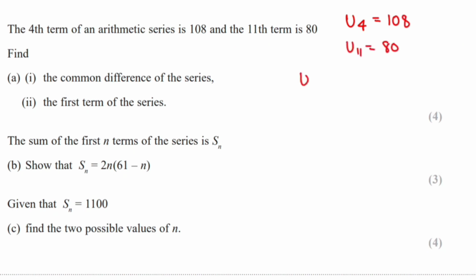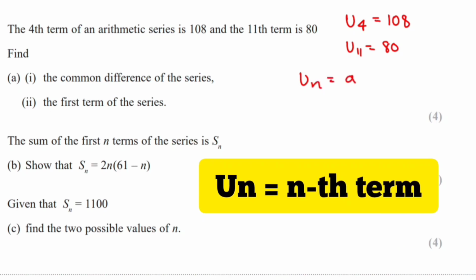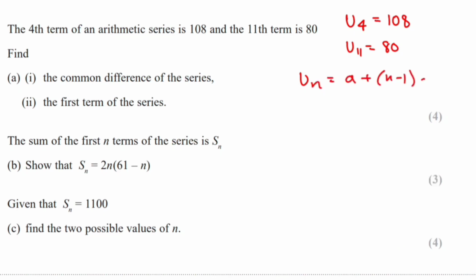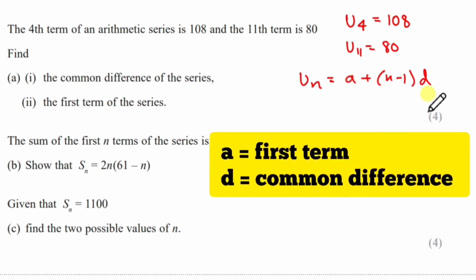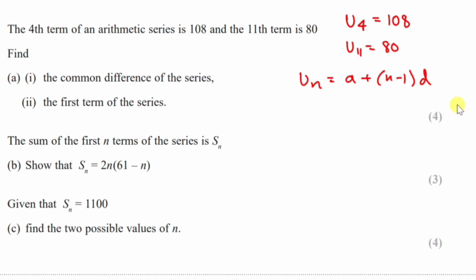And just remember the general Un formula is always a plus (n minus 1) times d, where a is the first term and d is a common difference, yeah? And n is just your position. So just update the formula above.